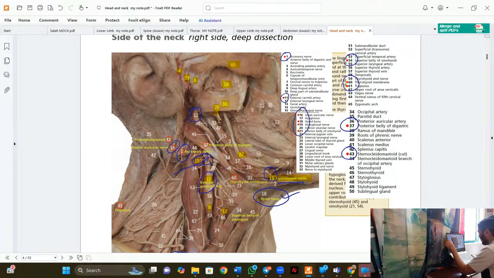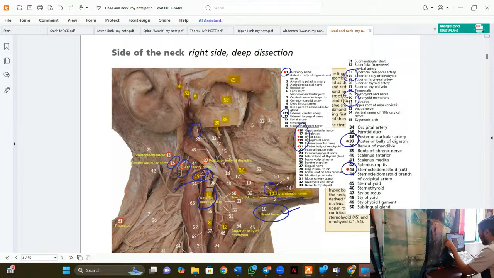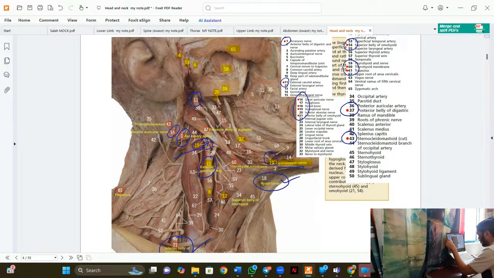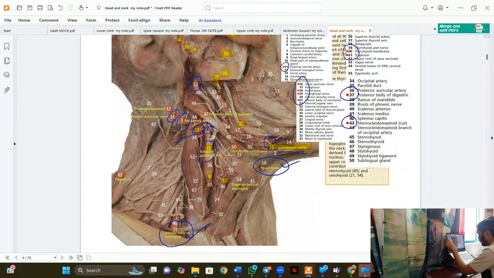37. I cannot see. Where is 37? Posterior belly of digastric. You can see. Yes, this one, posterior belly of digastric. Okay. 43? I think it is trapezius.